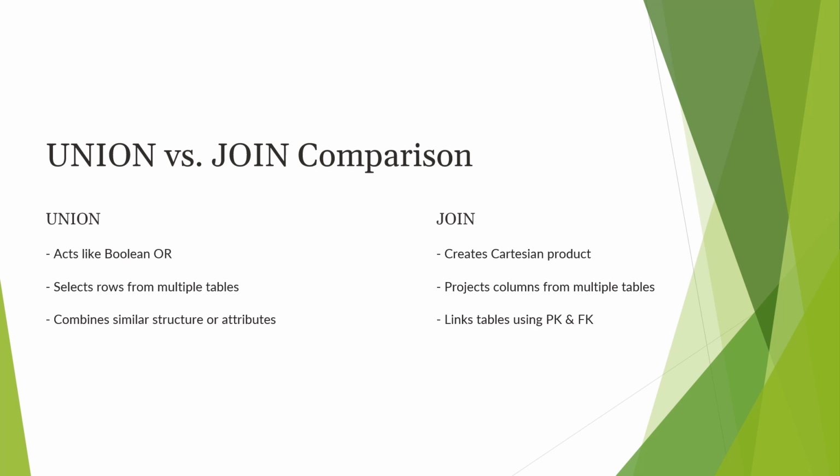While join is like creating a Cartesian product, it merges columns instead of rows. It projects columns from multiple tables and is used for relational queries, linking tables using primary key and foreign key. Like we said in the previous example, we can merge customer and order in terms of the primary key and foreign key as a customer ID.